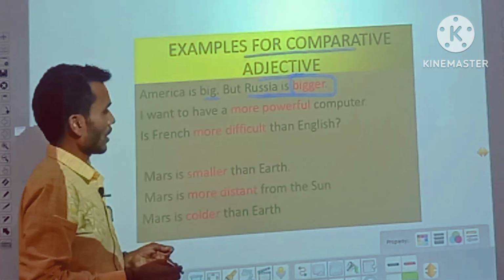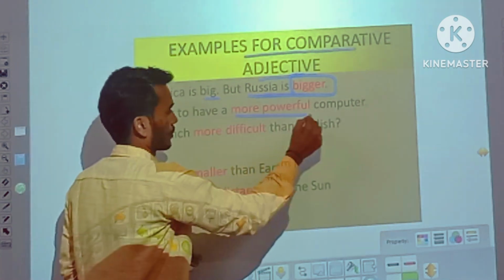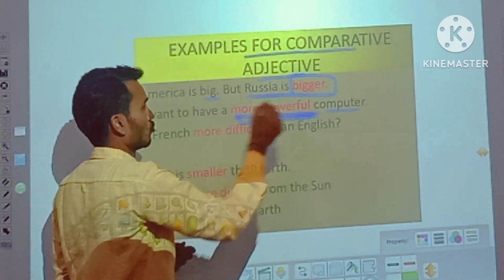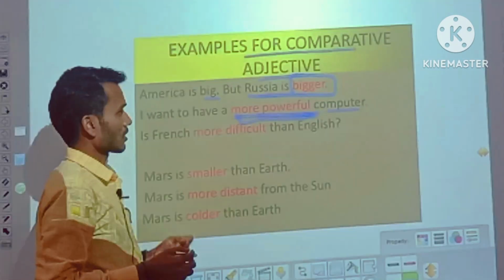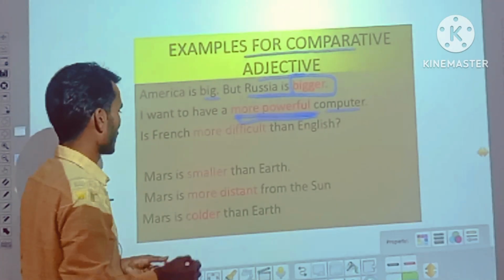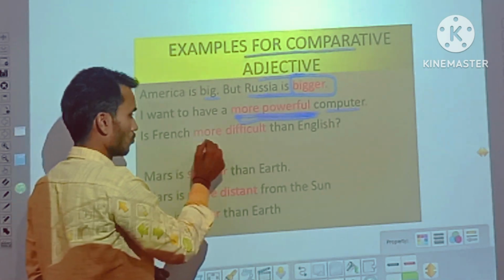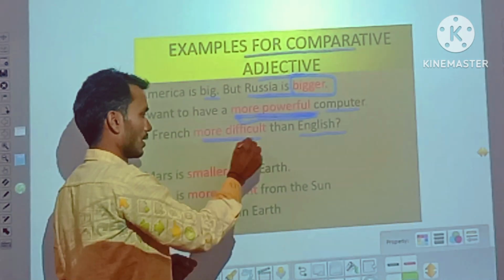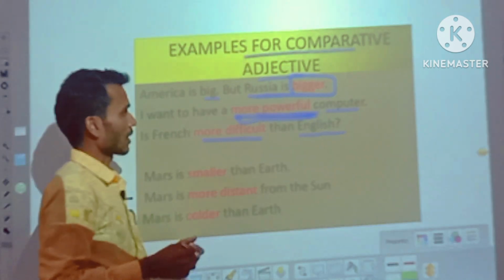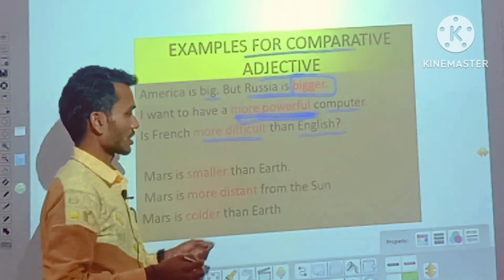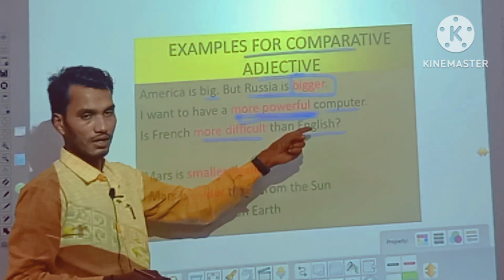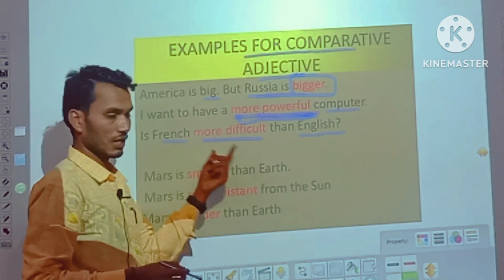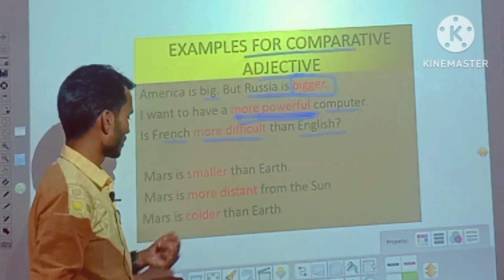Then, I want to have a more powerful computer. Here more powerful computer is a comparative adjective. Then, is French more difficult than English? Here more difficult is a comparative adjective which compares French and English.